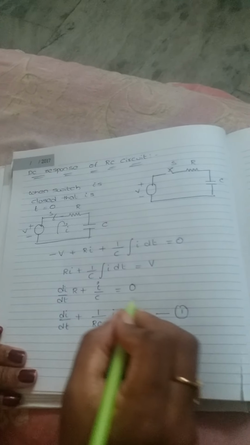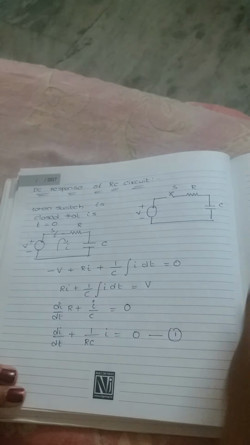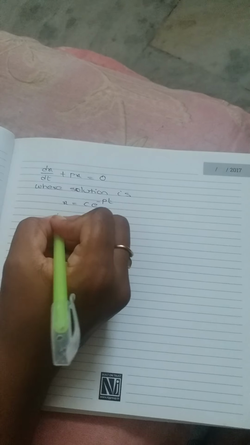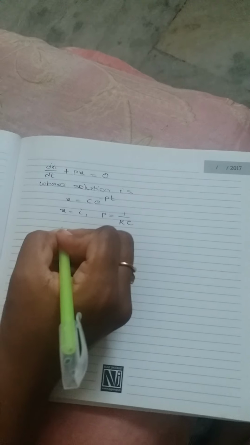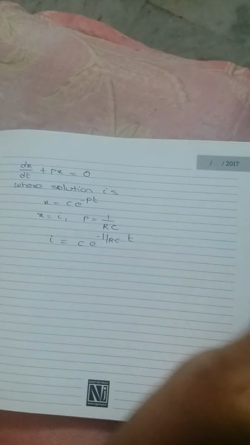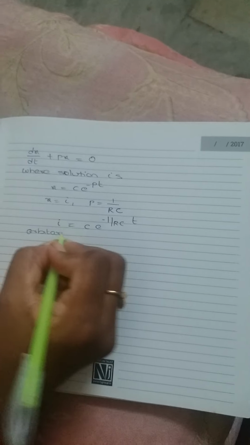It is also a first order homogeneous equation. Here the first order homogeneous equation is dx by dt plus Px equal to 0. For this type of first order homogeneous equation, the solution is x equal to C e power of minus Pt. Here x is nothing but I and P is nothing but 1 by RC. By substituting, I equal to C e power of minus 1 by RC into t. Here C is nothing but an arbitrary constant.